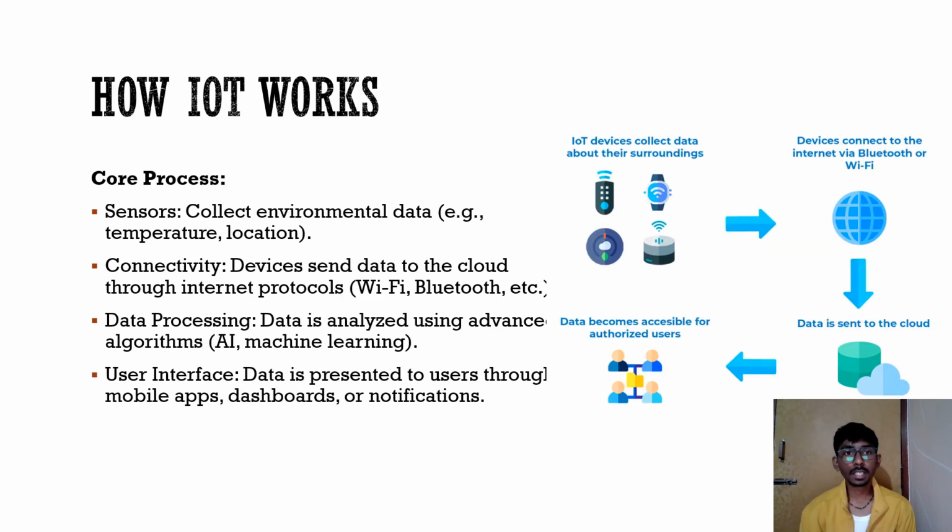How does IoT work? There are four main components in its working procedure. The IoT sensors or devices collect the environmental data, for example temperature, location, etc. Like in our watch, we can connect GPS to it and we can track the location. Connectivity devices send data to the internet via Bluetooth or Wi-Fi. So watches are usually connected via Bluetooth, and smart TVs you can connect through Wi-Fi.